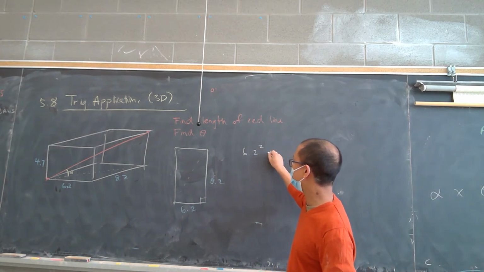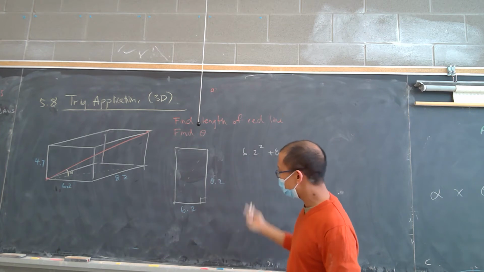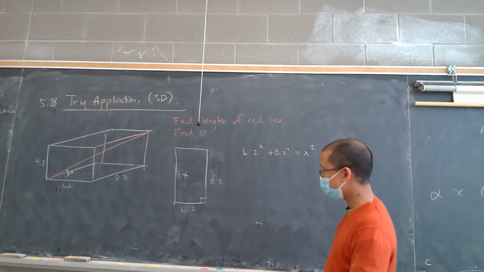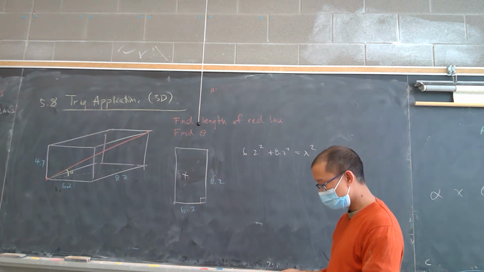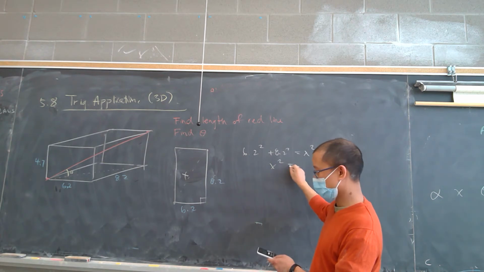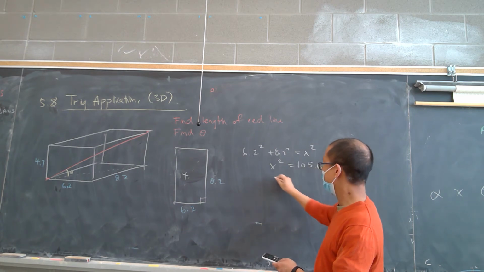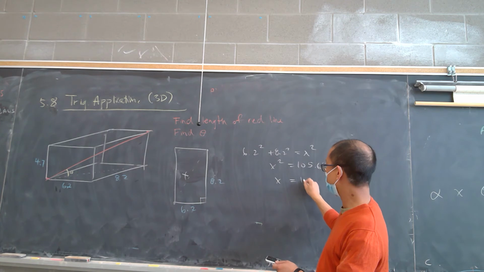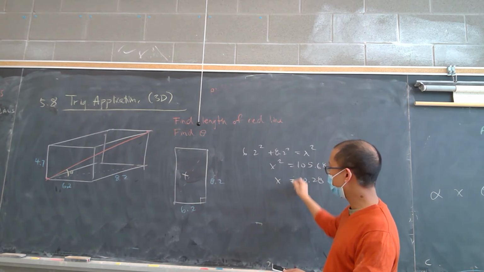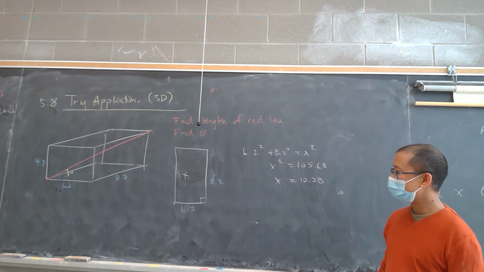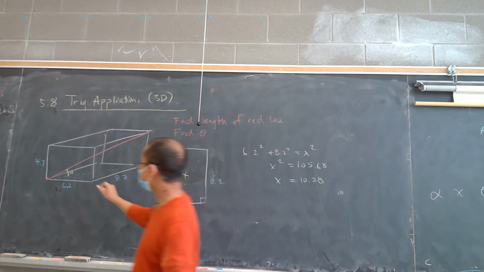6.2 squared plus 8.2 squared is equal to, let's call this x, x squared. 6.2 squared plus 8.2 squared is 105.68, so x squared is equal to 105.68. Take the square root of this answer and we get 10.28. It should be 10.3, but we're going to use the longer value for future calculations. So that's that length, 10.28. Does everyone see that?